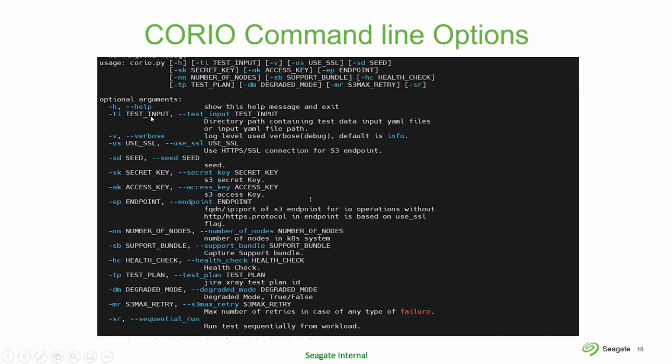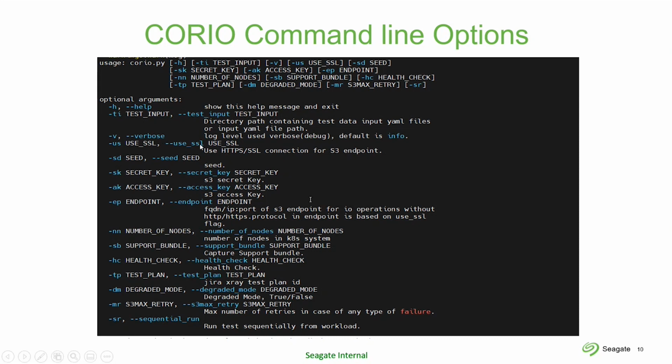So this is the test input. The first parameter is test input. This is the path for the directory which contains YAML files, like I mentioned, object operations, bucket operations. So there are different workload files. If we mention multiple files in this path, multiple executions will happen. If you mention one file, one workload execution will happen.